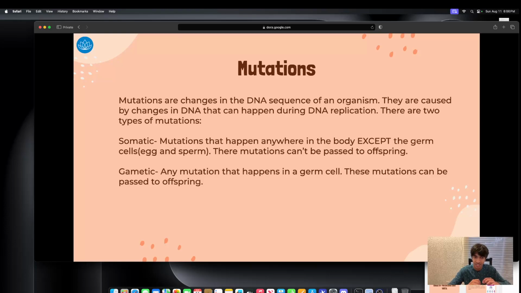So please write this down in your notes. The germ cell is anything relating to the hereditary function that it can be passed down to offspring, right? So write which one cannot be passed down and which one can be passed down.